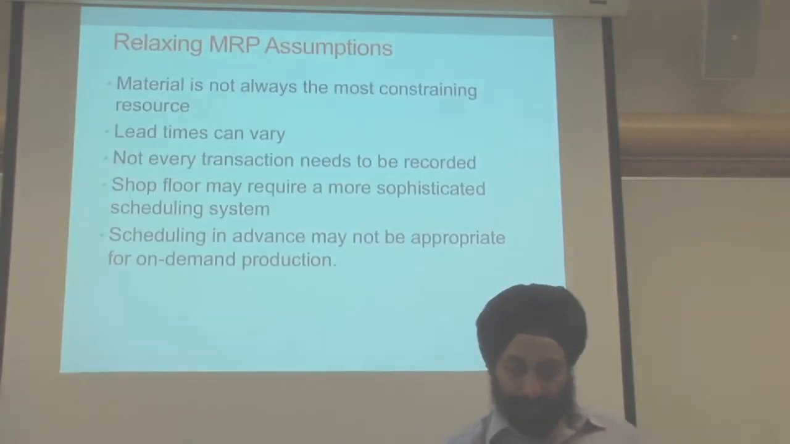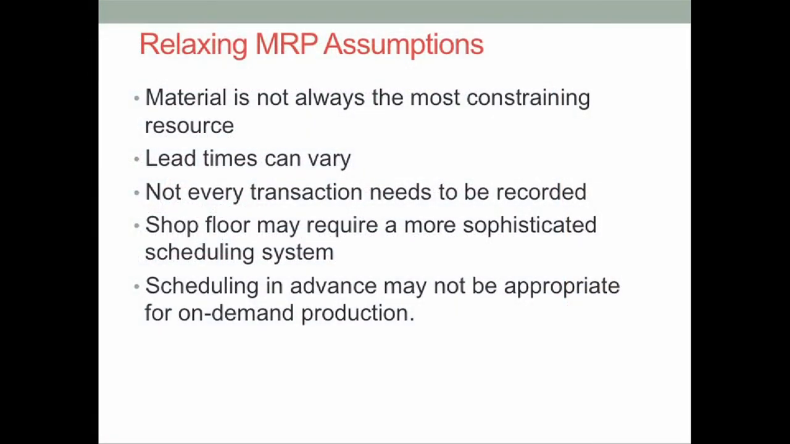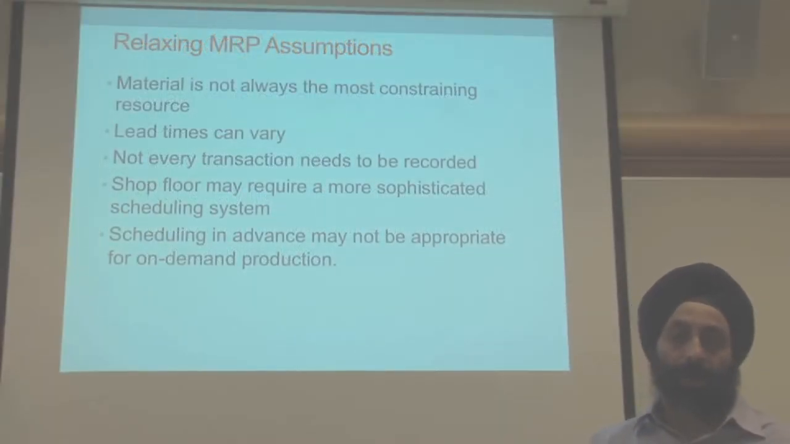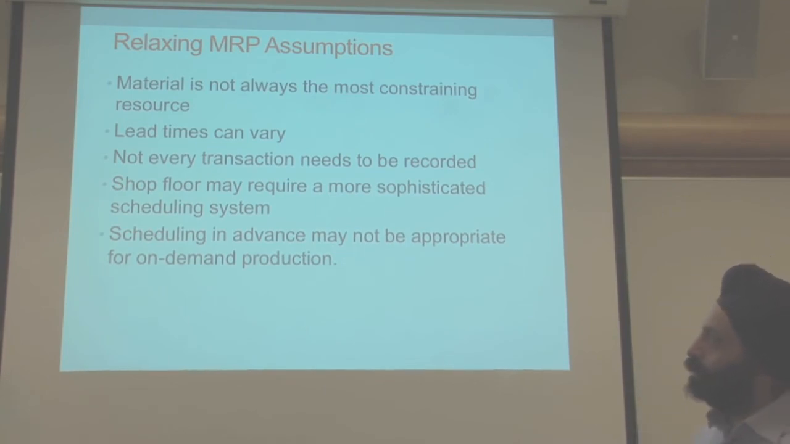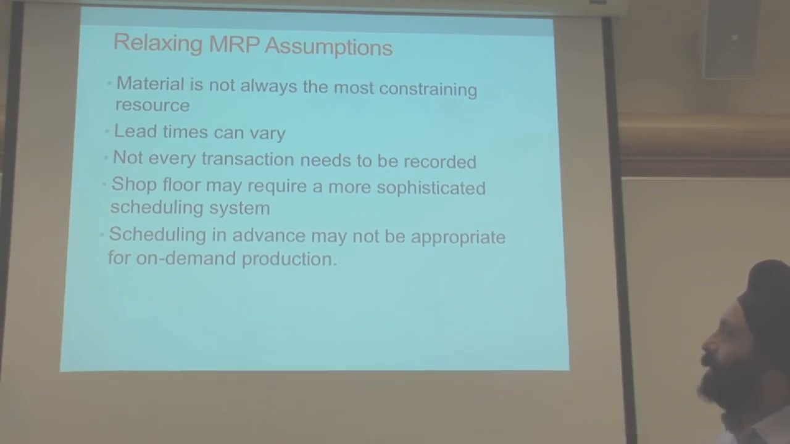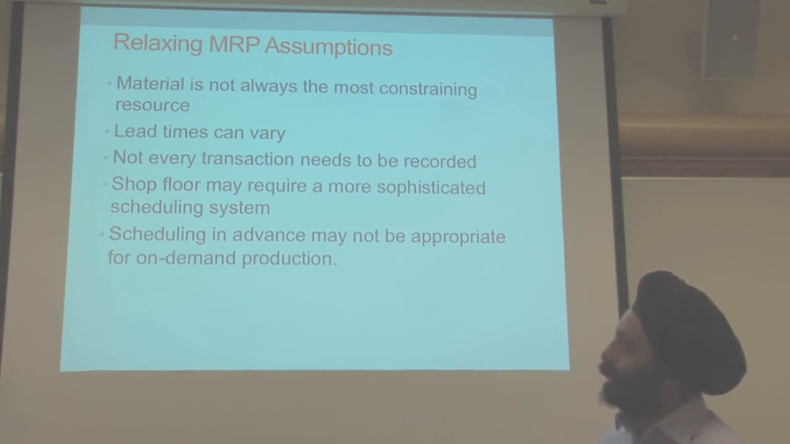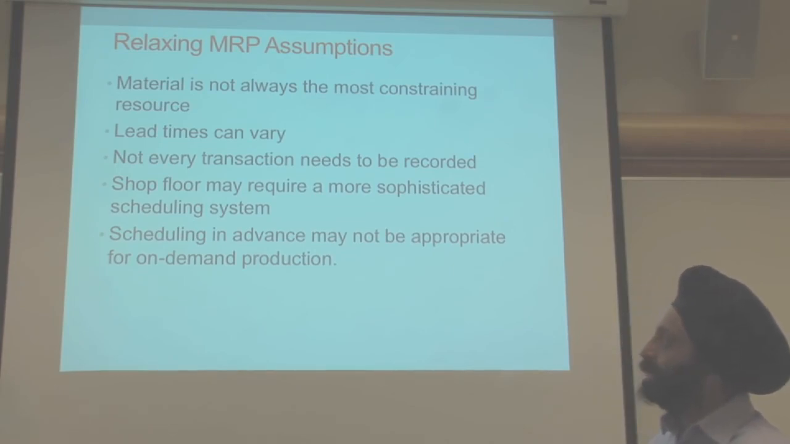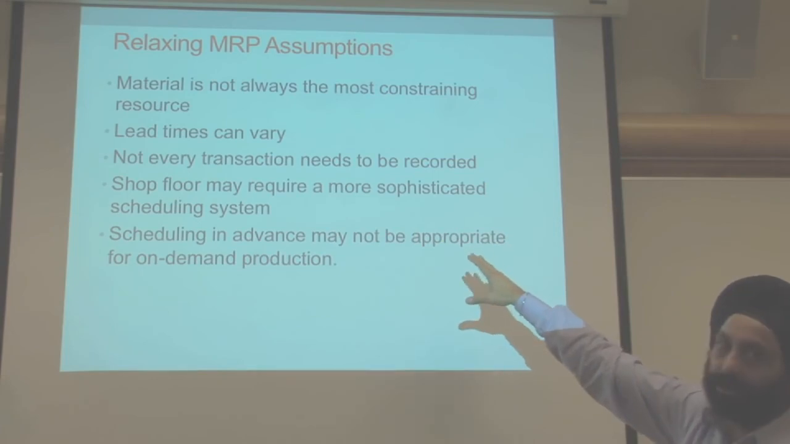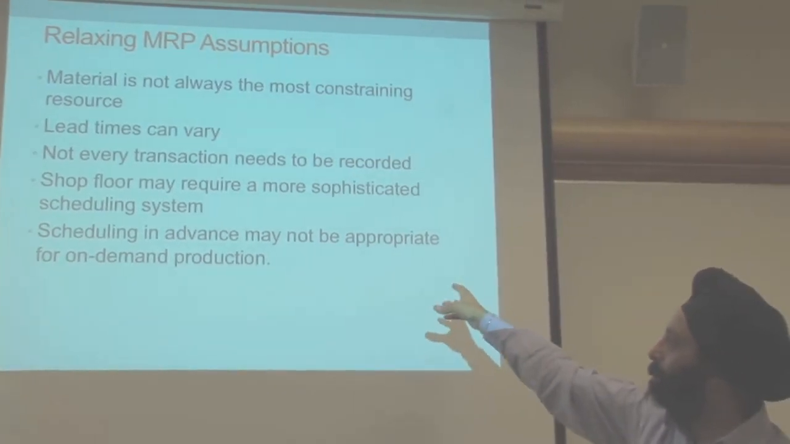In terms of relaxing MRP assumptions, material is not always the most constraining resource. Sometimes it's the workers or the machines or other factors, other resources that you have. So then one has to take that into account. Lead times can vary, and not every transaction needs to be recorded. As we mentioned in terms of K-bill, there are a lot of things that can all be aggregated into miscellaneous parts and nuts and bolts that don't need to be recorded and time spent on it. Shop floor may require more sophisticated scheduling system, and scheduling in advance may not be appropriate for on-demand production.